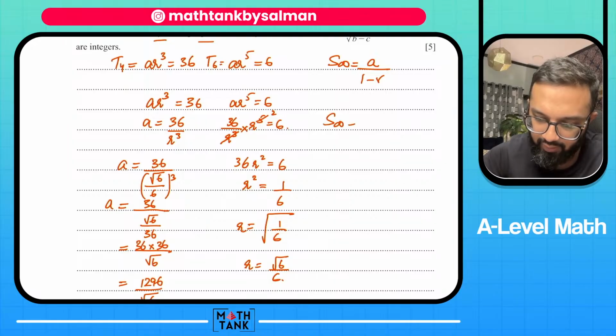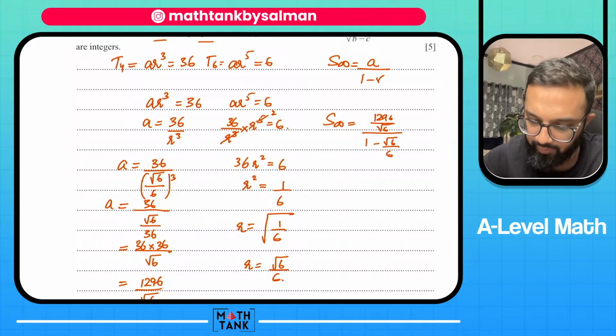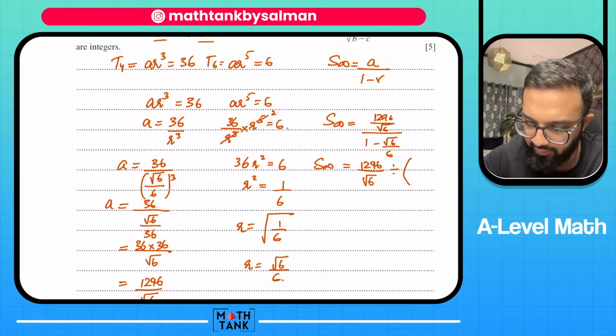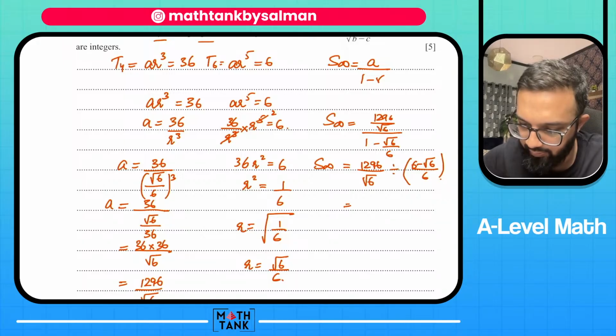Okay, sum to infinity is 1296 over root 6 and 1 minus root 6 over 6. So that's going to take a bit of time simplifying. Let's write that fraction over a fraction like this. That's 6 minus root 6 over 6. So 1296.